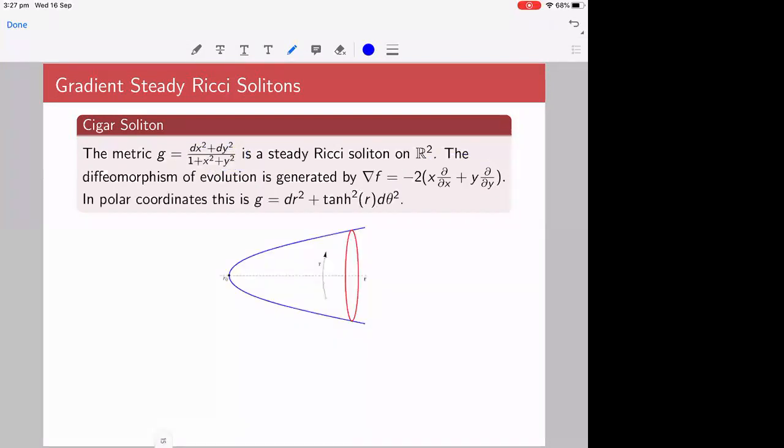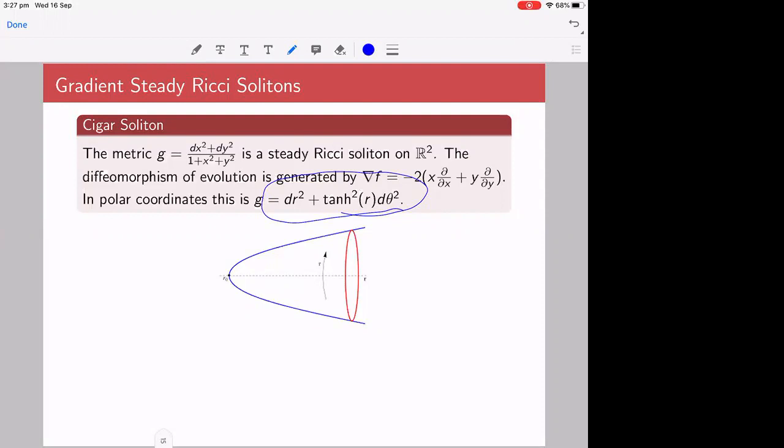All right, so here's a picture of what this soliton looks like. I'm afraid I didn't cite this, but I picked this up from a Stack Exchange post somewhere. So if you're trying to work out what the actual shape of this metric is, it turns out that it's most convenient to study this in polar coordinates, because this Ricci soliton is rotationally invariant. And if you do that, then you get g equals dr squared, r being the radial coordinate, plus tanh squared of r times d theta squared, theta being the angular coordinate.